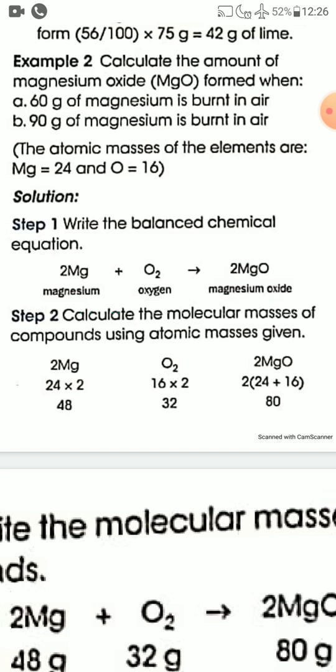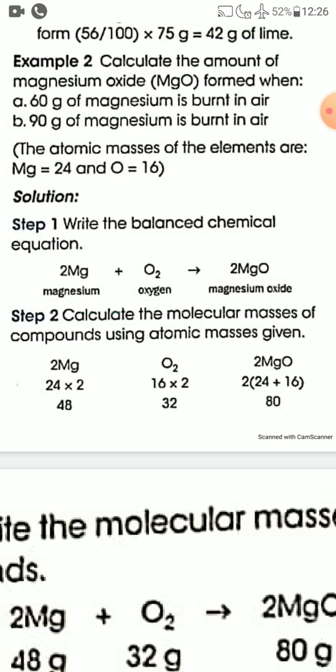So first you have to write the balanced chemical equation for the reaction, and the balanced chemical equation is the burning of magnesium plus oxygen to give magnesium oxide. So 2 Mg plus O2 arrow 2 MgO.